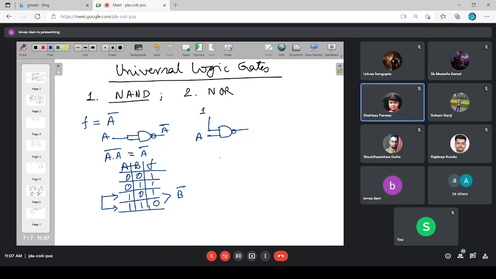Yes, sir. So that's what is done here. One input is forced to logic 1. At the other input I have given the external variable. So the output will be nothing but A bar. So using one 2 input NAND gate, I can realize one NOT gate or one inverter. That is clear. Okay. Any doubt?